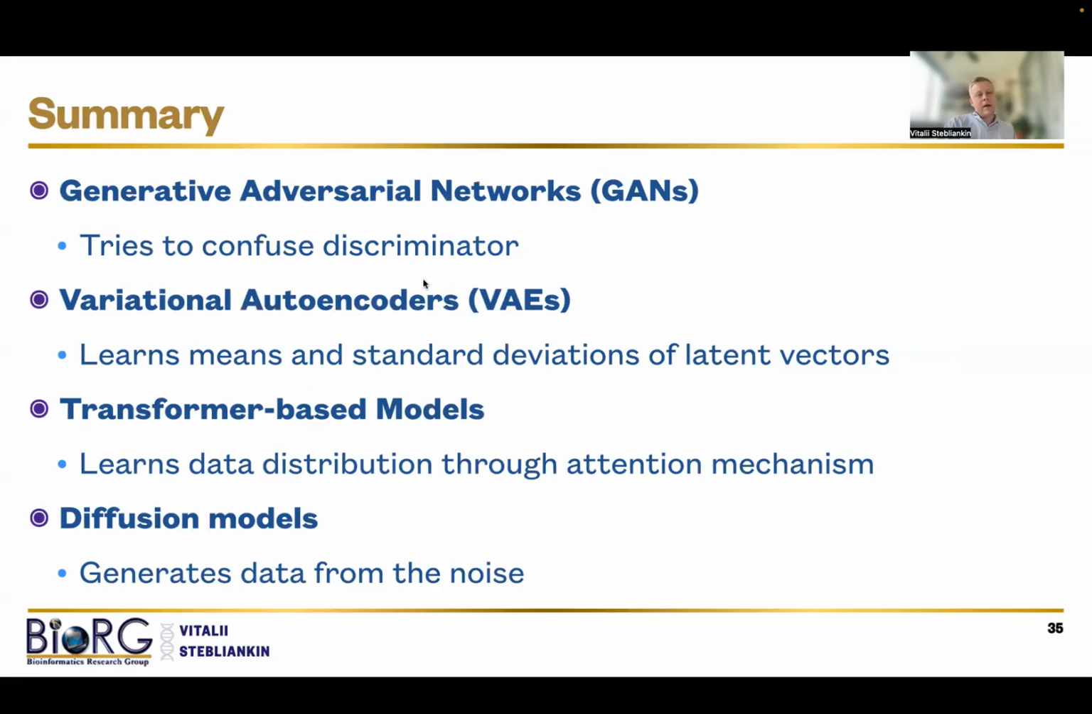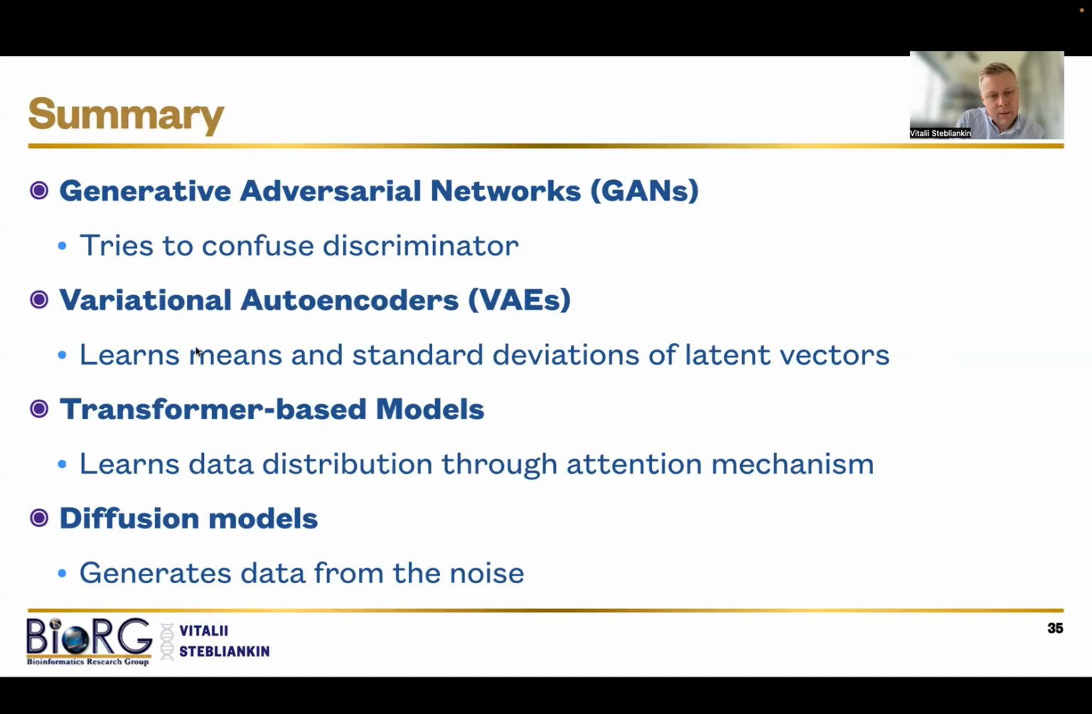Then in the variational autoencoder, instead of deterministically generating latent vectors, the model is trying to guess the statistics, the mean and standard deviation, from the input, and then it randomly generates a latent vector from this distribution, and it generates the image.